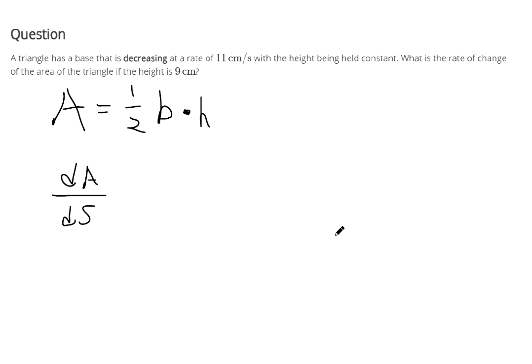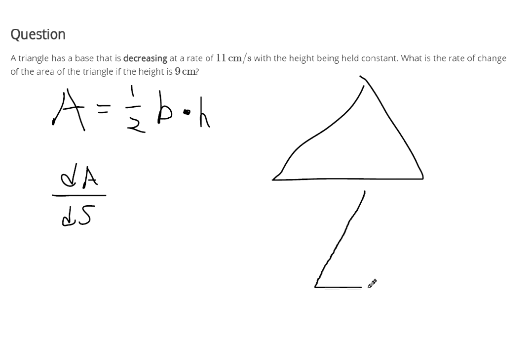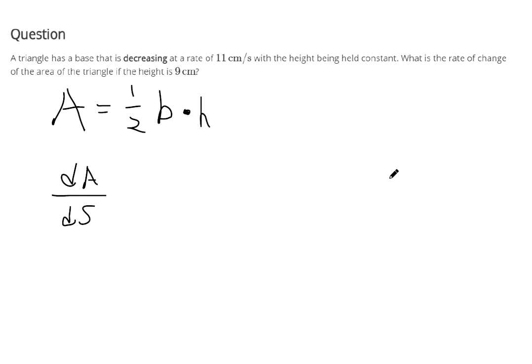So if we're trying to find how fast the area is changing, because look, if you shrink that length by 11 centimeters, you made the triangle more narrow, there's less area, right? So the rate of change of the area with respect to time should be negative. The area should be decreasing. Okay, so we're taking a derivative of the area with respect to time in terms of seconds.